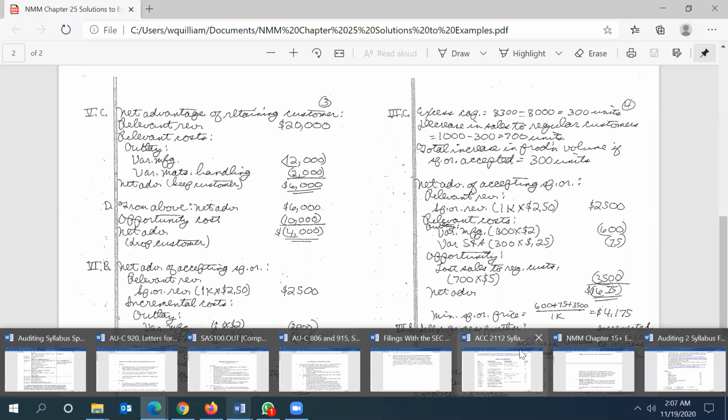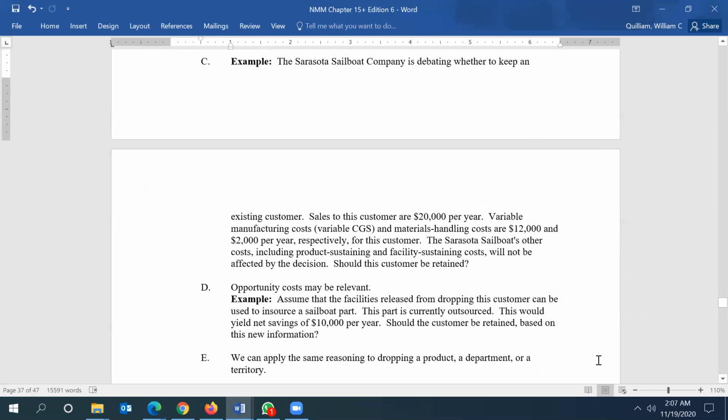Then let's consider opportunity costs. Let me come back here to this handout. So in our second decision scenario, opportunity costs will be relevant. So let's assume that the facilities released from dropping this customer can be used to insource the sailboat part. This part is currently outsourced. This would result in a net savings of $10,000 per year. Should the customer be retained based on this new information?